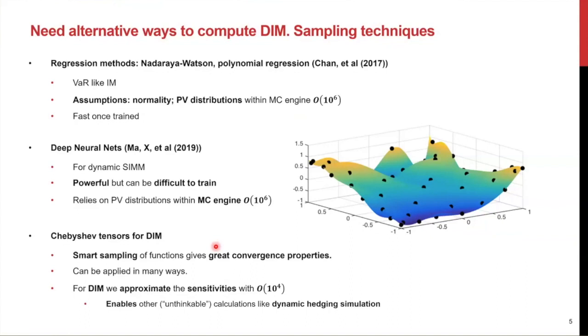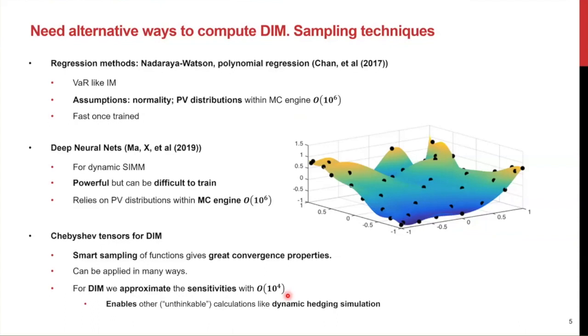Also, Chebyshev tensors can be applied in different ways. And in particular here, they're applied with the aim of approximating sensitivities, which are later on used in order to compute SIM. The computational burden is actually quite low compared to the other ones, it's 10 to the 4. And just as a side comment, given that you obtain sensitivities, they can be used for other stuff like dynamic hedging and so on. I'm not going to go into that topic, but it's always important to bear in mind that whatever you obtain in some process that you run, you can always reuse for other purposes.